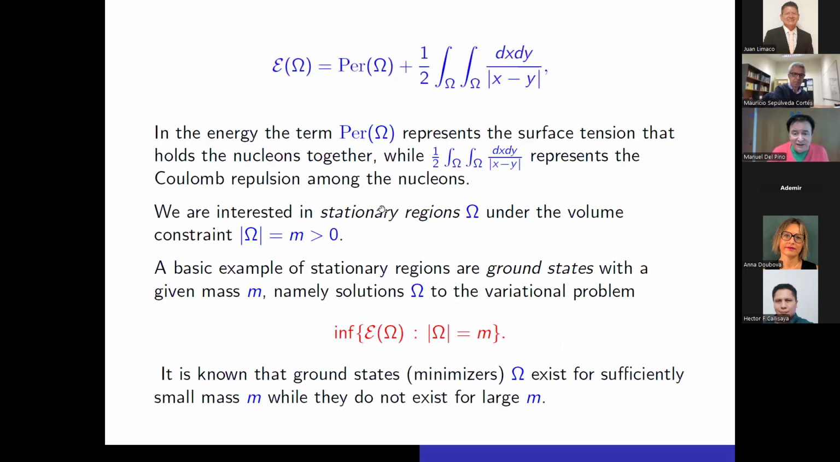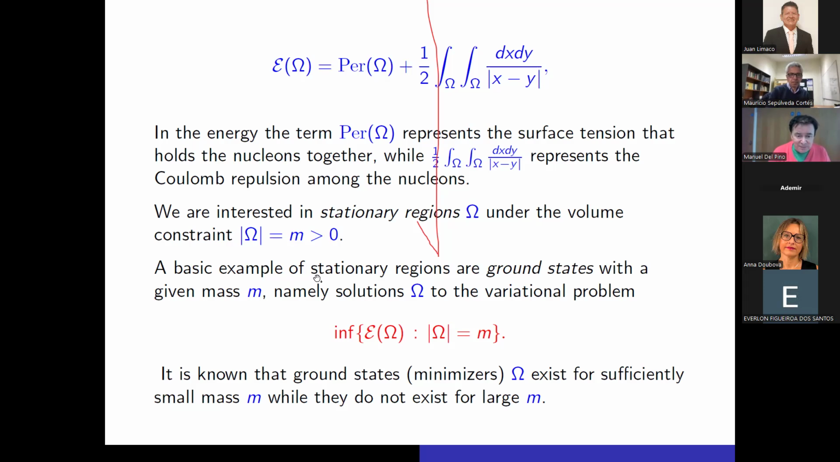Okay, so then in this energy, the perimeter represents the area of the boundary. And this energy combines this perimeter term that intends to model surface tension, because at the boundary, for the particles located at the boundary, and another term that corresponds to repulsive Coulombian interactions. So that's the idea of this second term, where you see it involves the Coulomb potential, the Coulomb repulsion. So what we are interested in is stationary regions omega under the volume constraint of volume of omega equal to m, where m is a given positive constant.